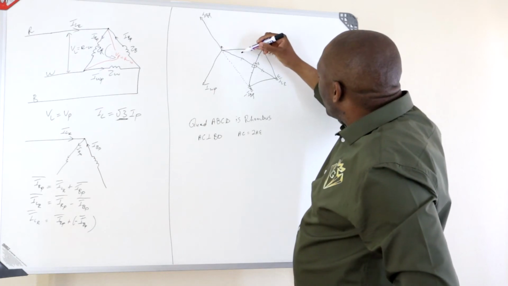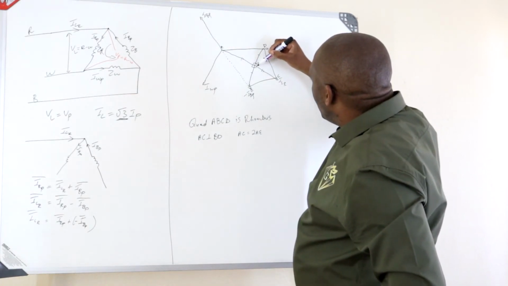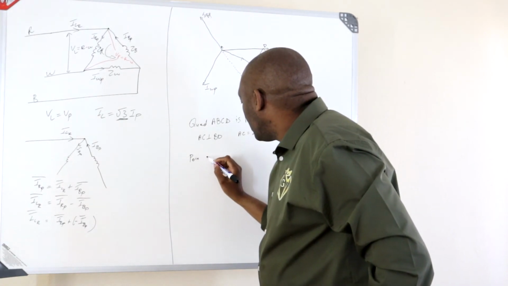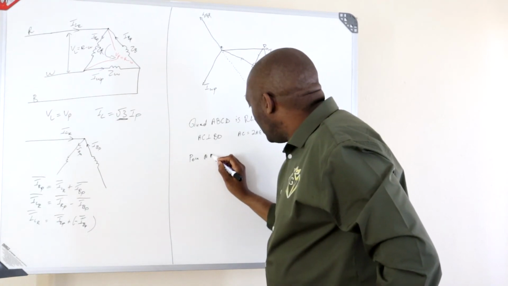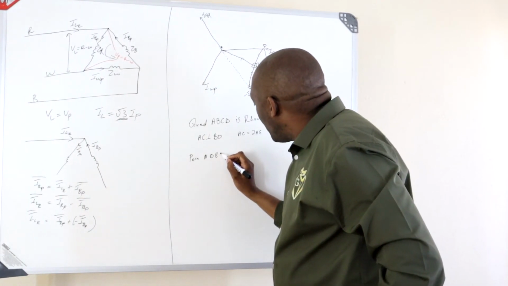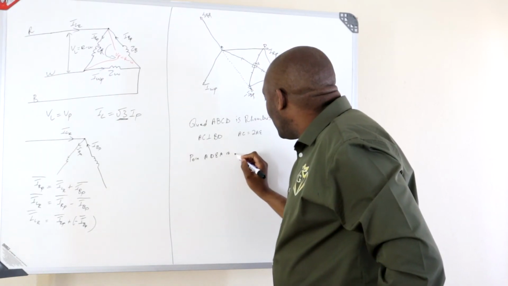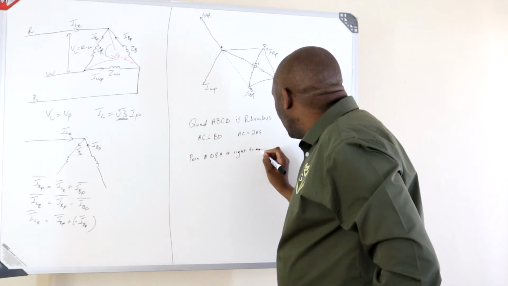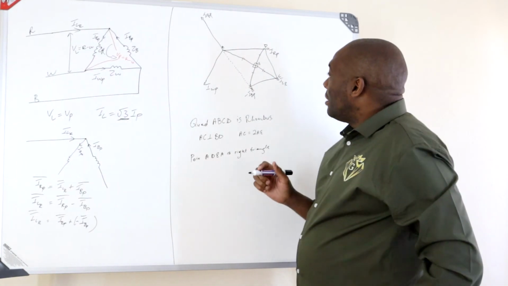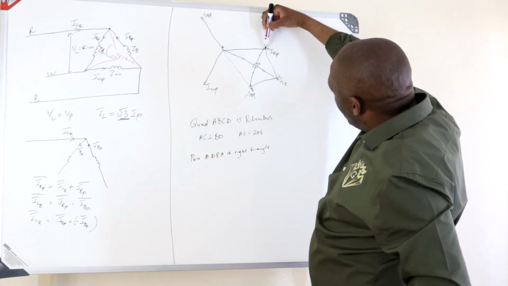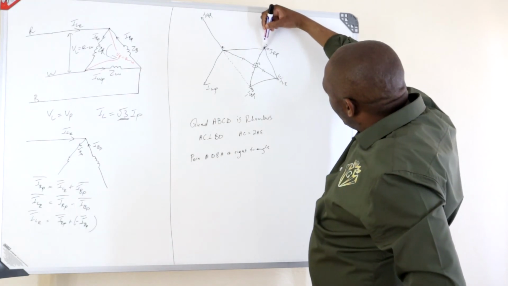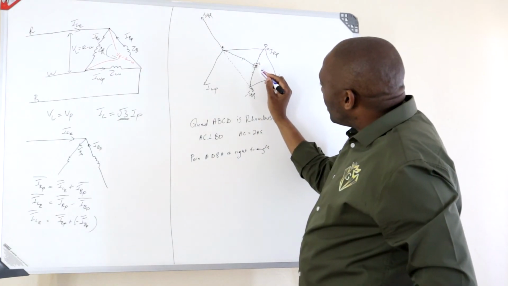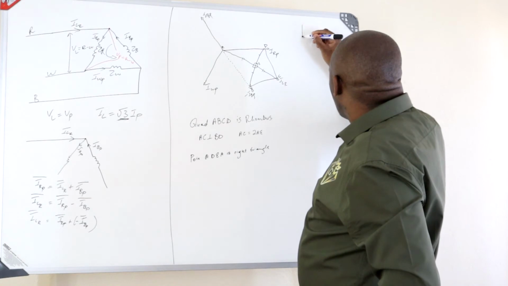Now, if we look at this point here, you will notice that A, D, E, going back to A, is a right angle triangle. From A to D, D to E, E to A, it is a right angle triangle because we have a 90 degree angle here. So it is an angle that looks like this.